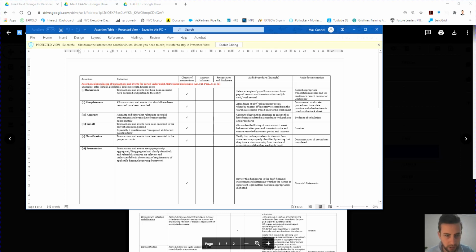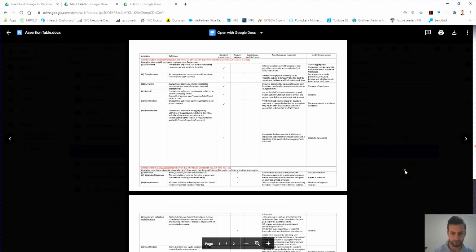So let's test another one, cutoff of transactions, for example. The audit procedure for that one, per the template we've got, is obtain a detailed listing of transactions one week before and after year end, trace to invoice, and ensure recorded in the correct period and account. So it's very easy to miss one of those steps, but if you don't say all of those things, you're not going to get the full mark. So it's a really useful tool to have. You can copy the wording, mix it up a little bit, change some of the words, or adapt it to your specific question.